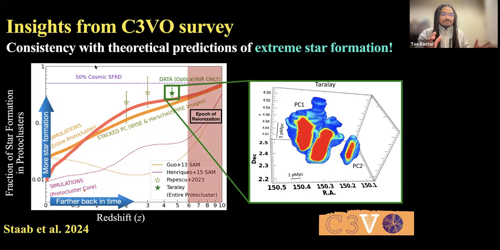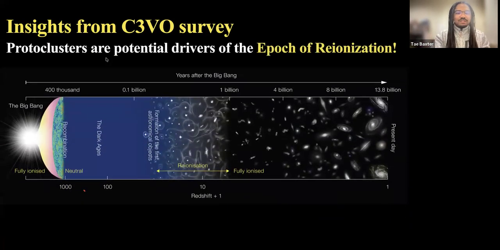And this is interesting because there's a time in the universe known as the epoch of reionization, and it's thought that these protoclusters are playing a major role in this epoch. So what is the epoch of reionization?